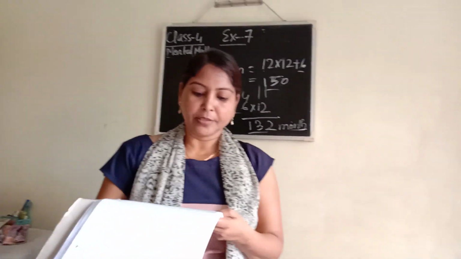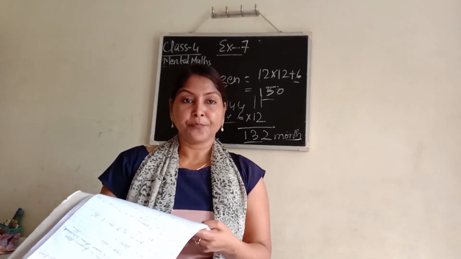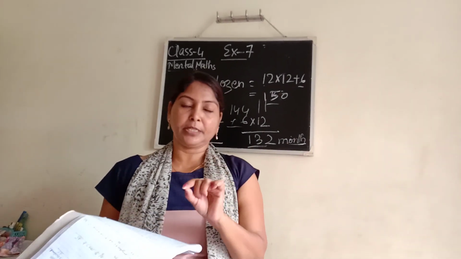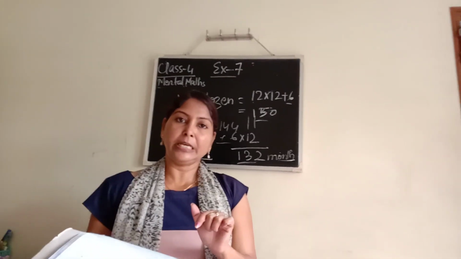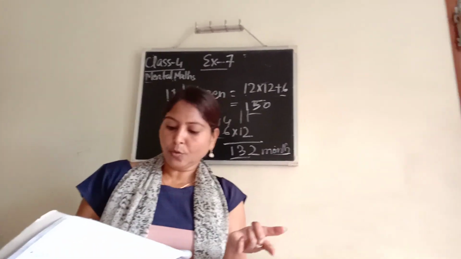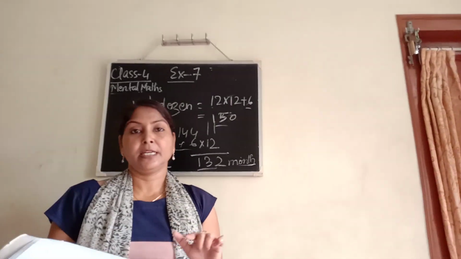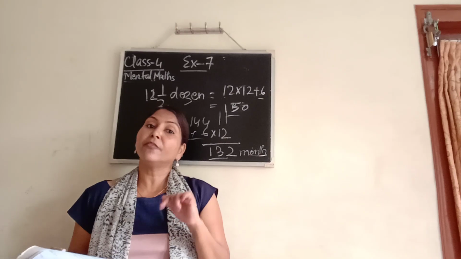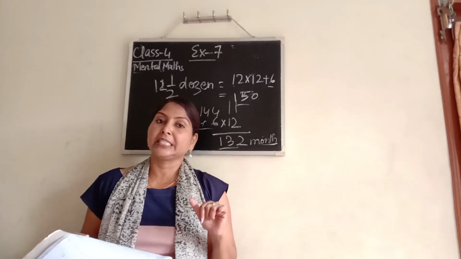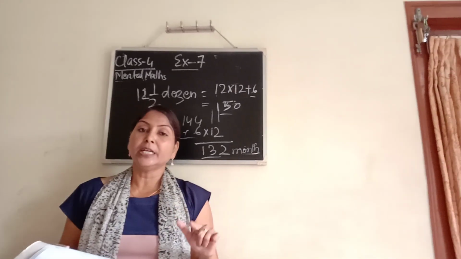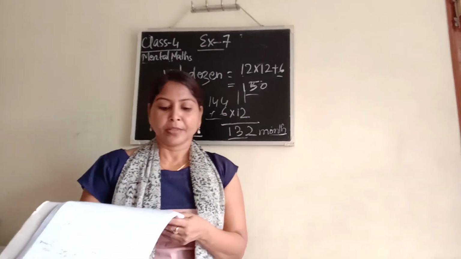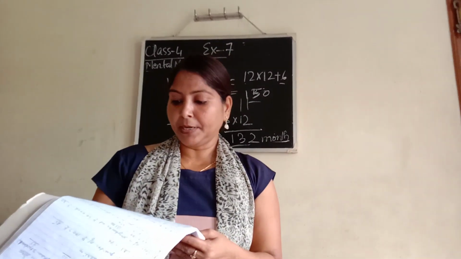Then number I, subtract 2 from 30. When you subtract 2 from 30, 30 minus 2 is 28. And now you have to double the result. So double of 28 is 56. 28 into 2 is 56. Okay. Now number I is done.